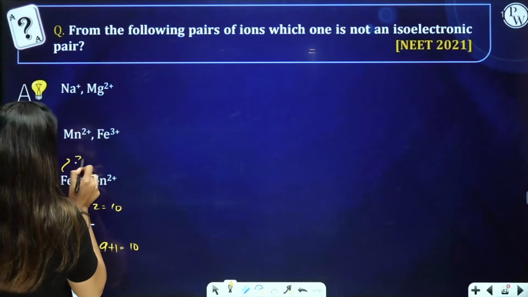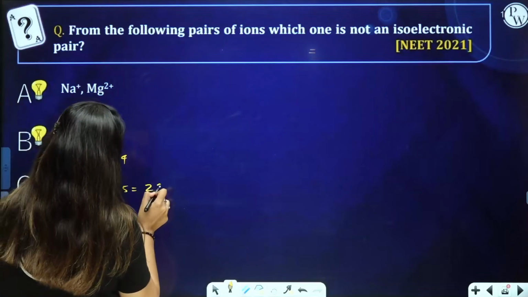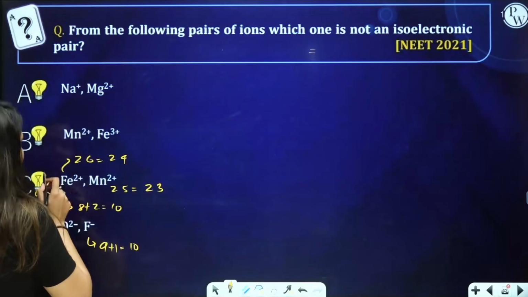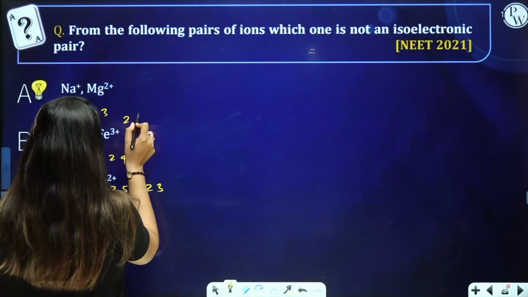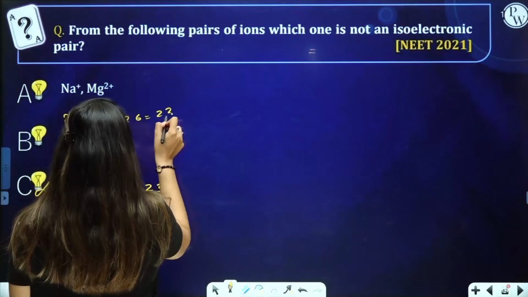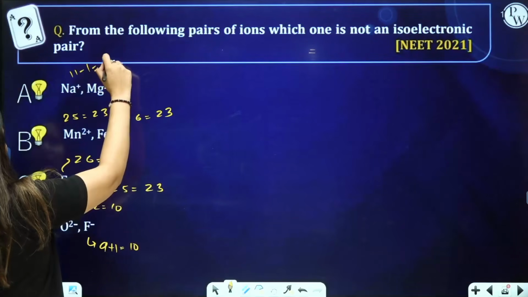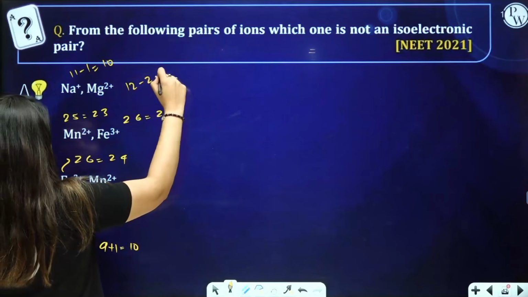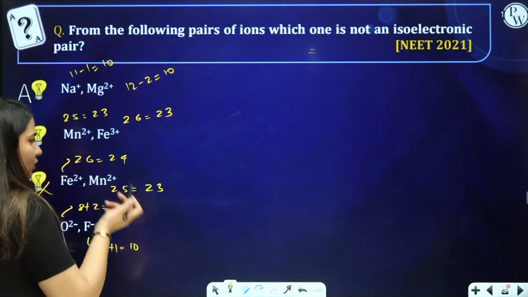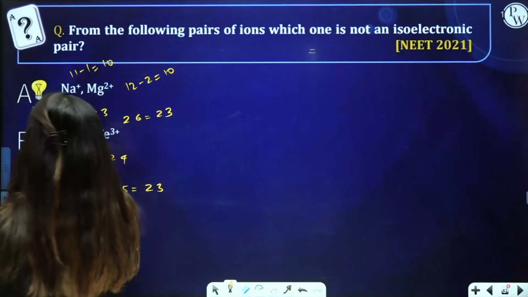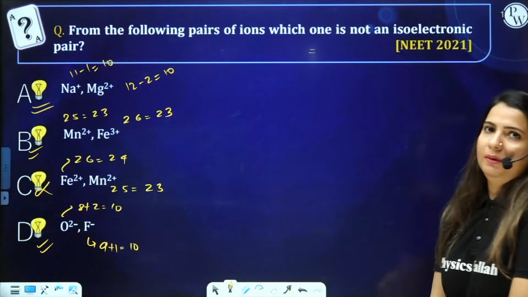Iron is 26, so it will be 24. Manganese 25, so it will be 23. Iron 26, so it will be also 23. Sodium 11 minus 1 equal to 10. Magnesium 12 minus 2 equal to 10. So which is not? So answer C is not an isoelectronic. B and A both will be isoelectronic. You can simply calculate with the help of the atomic numbers.